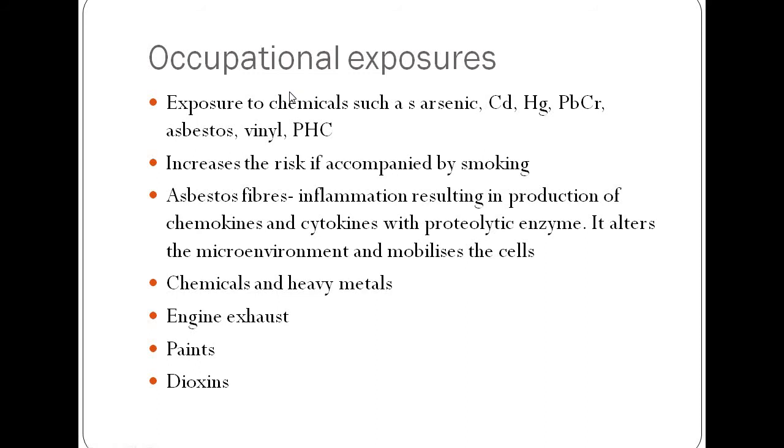Most of the godowns or warehouses have asbestos as roof. Asbestos has small fibers. When these fibers are inhaled into the lungs, they cause inflammation, and this inflammation leads to chemokines and cytokines, which along with some proteolytic enzymes disrupt the microenvironment of the cell, that is, the extracellular matrix, and the cells start mobilizing, which is similar to the metastasis stage of cancer. That is not good, and it results in the formation of asbestosis, which is a lung condition.